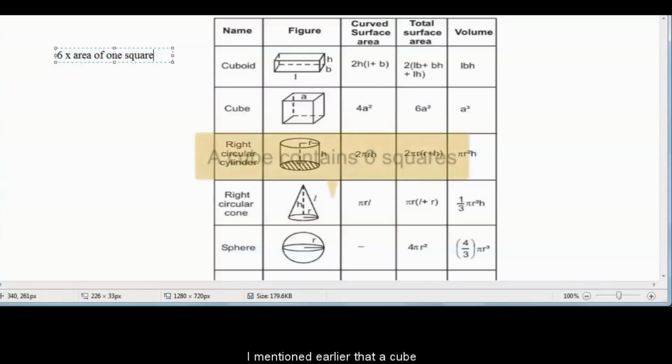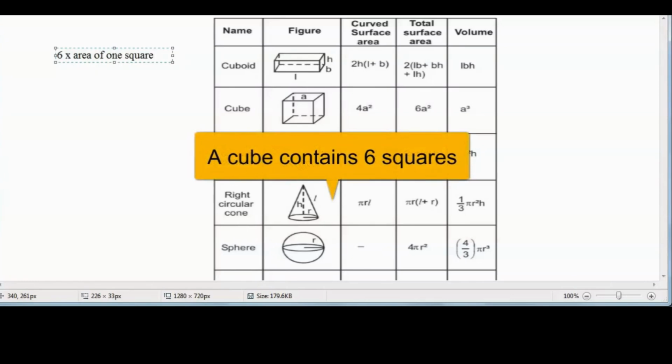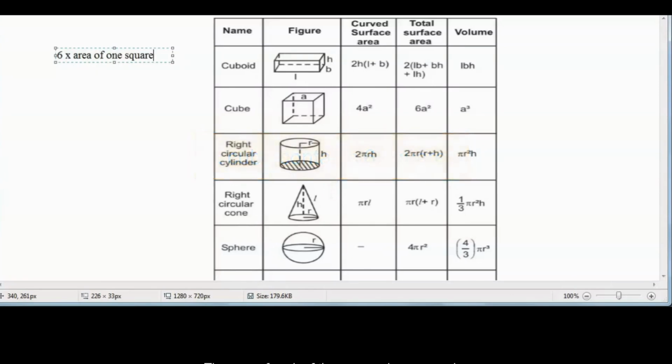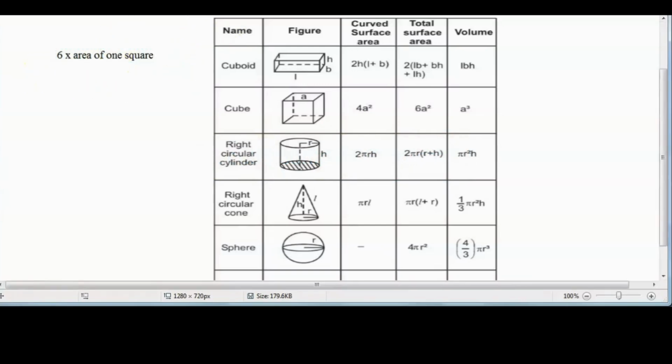I mentioned earlier that a cube contains 6 squares. The area of each of the squares is x squared. Now multiply that by 6 and you get the surface area of a cube. Six x squared.